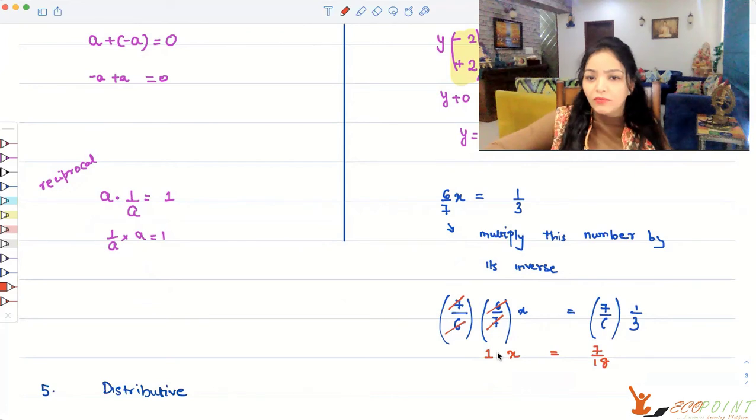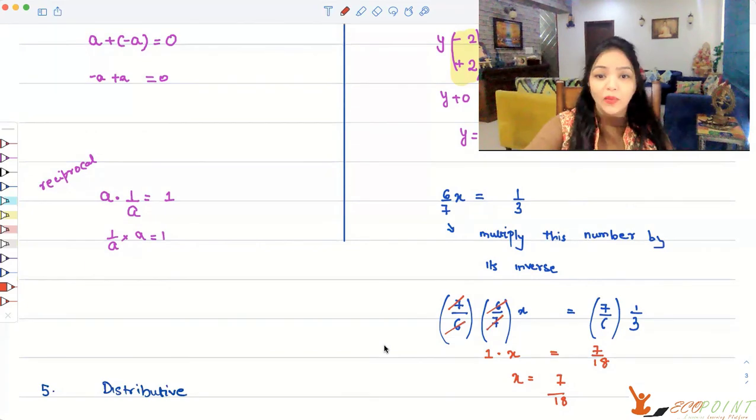And what is 1 multiplied by x? 1 is the multiplicative identity. So this is nothing but x is equal to 7 by 18. So that's the property of inverse in terms of multiplication.